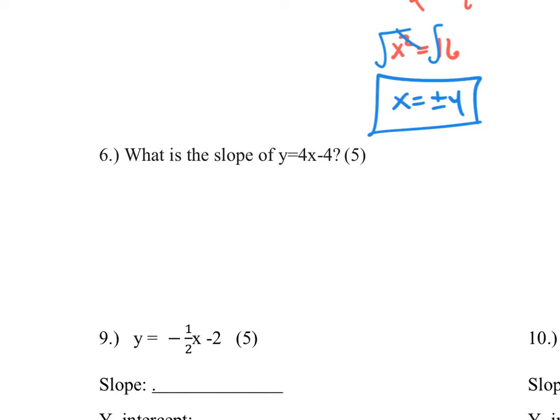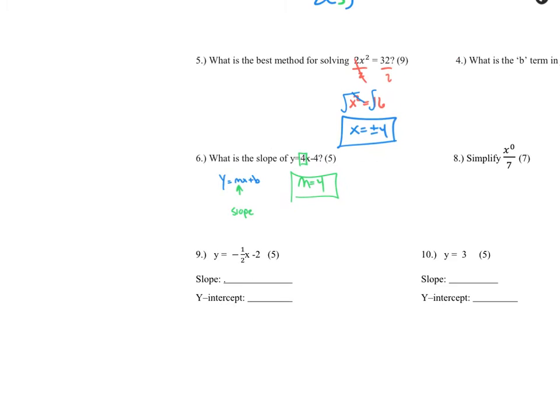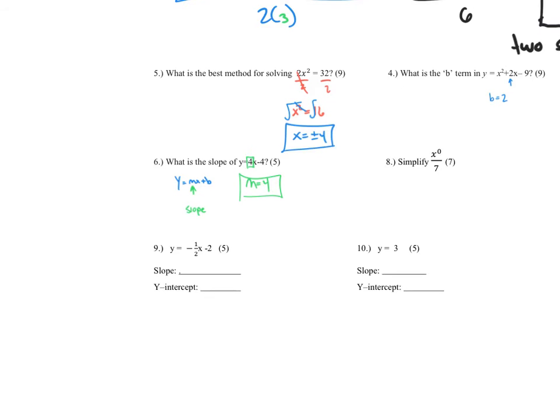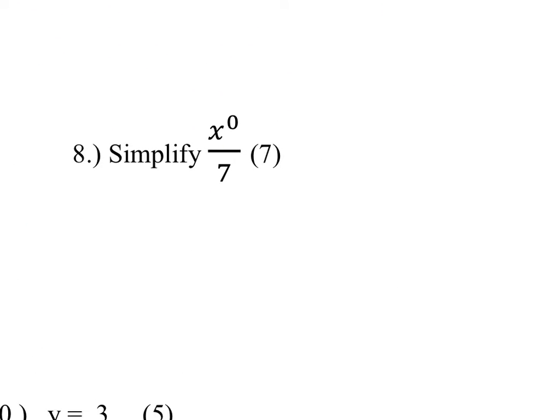So this is getting back into chapter 5. We needed it in chapter 6 as well. What is the slope? Well, remember when we're working with y equals mx plus b, that slope is the m value, or the number that's with x. So in this case, our slope is equal to this positive 4. This is asking us to simplify using rules of exponents. Remember that anything to the 0 power is equal to 1. So this is equal to 1 over 7.